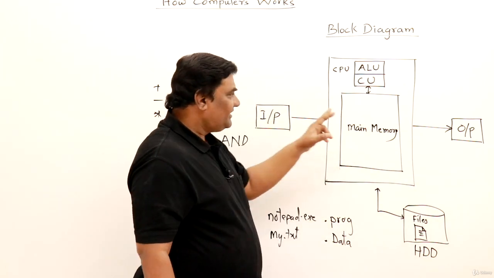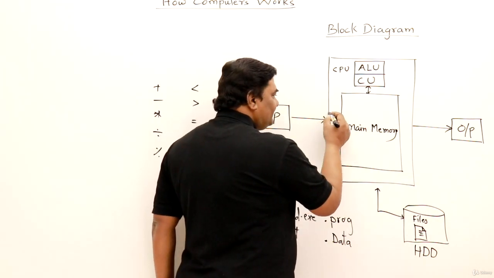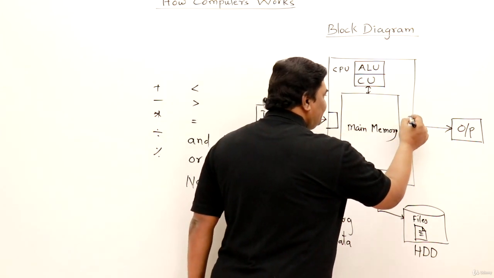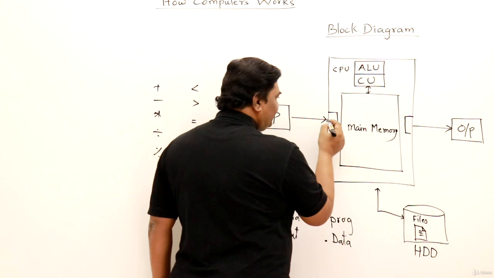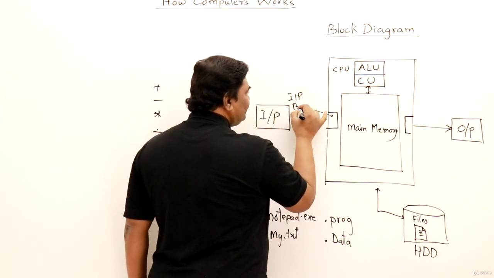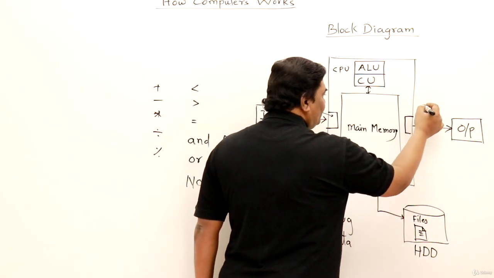And these input and output devices are connected to the system and they have their own memory. Like I'll show it like this. This is the memory belonging to the input device and this is the memory belonging to the output device. So I will call this the input buffer. This is a buffer. This is the memory. And similarly that is the output buffer.